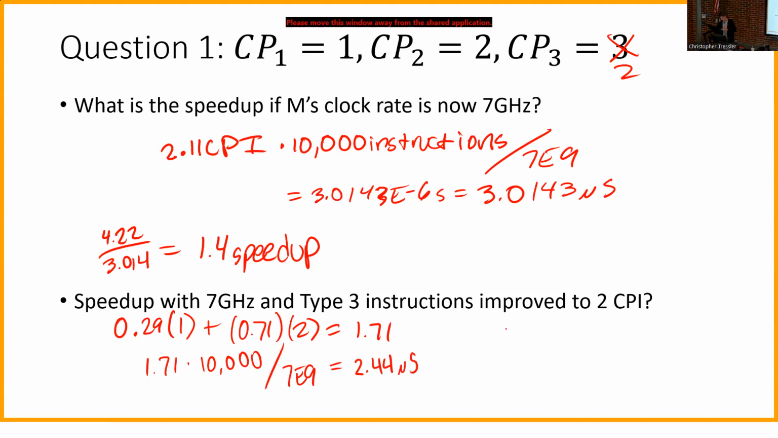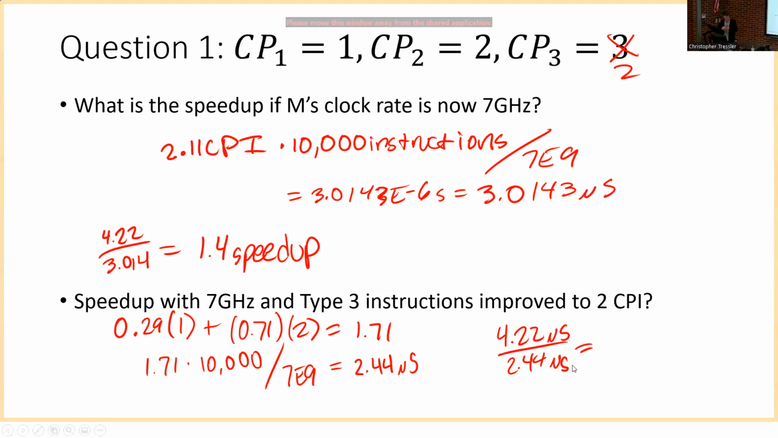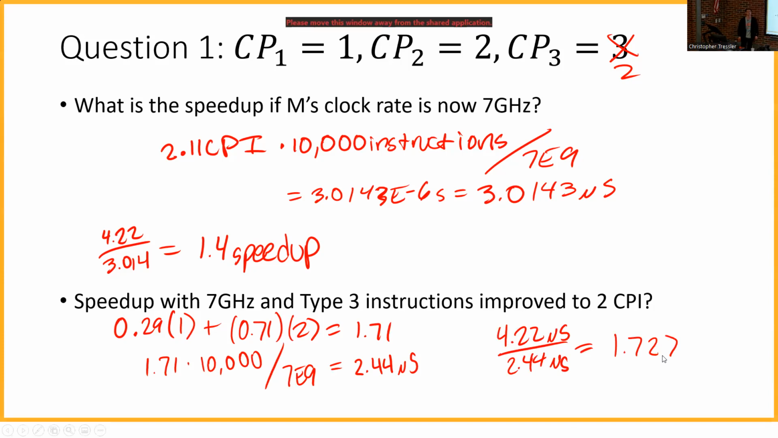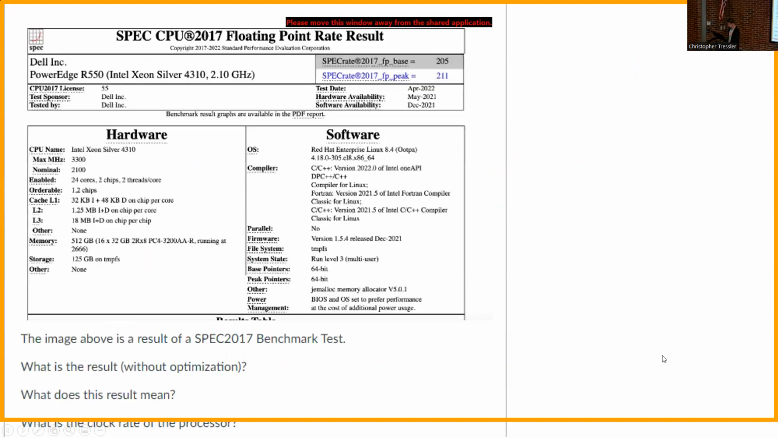After that, we can finally do 4.22 microseconds over 2.44 microseconds, and we get a 1.727 speedup. Are there units for speedup? Think about this. There are no units, because you're putting a time over another time, so the units cancel. So yeah, that makes sense.